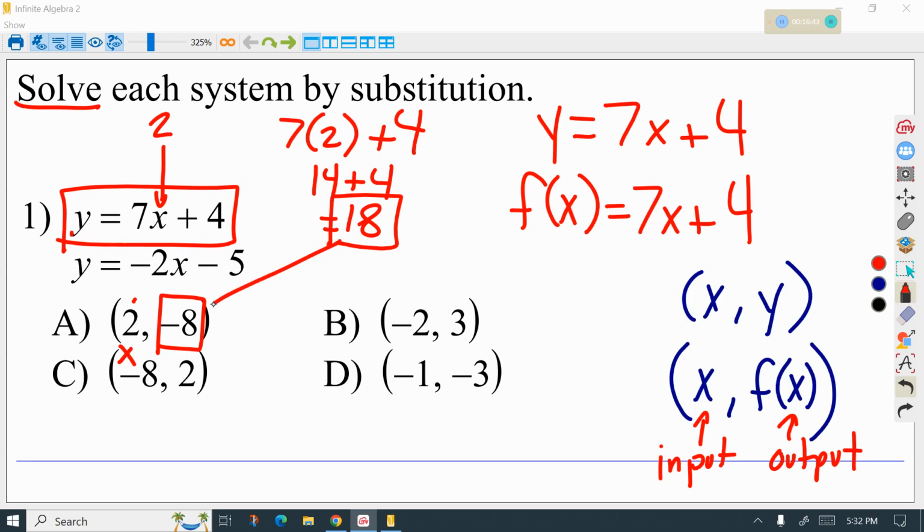So I can see when I input 2 into this function, my output is 18. My output is not that, right? So that means that this one will be incorrect, get it? When I input 2, I don't get the output that I want from this function. Okay, so again, it doesn't make that equation true. There's another way to think about it.